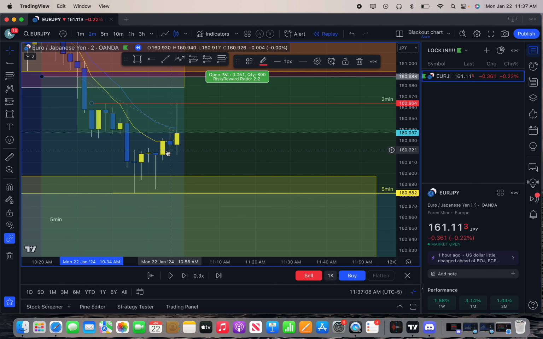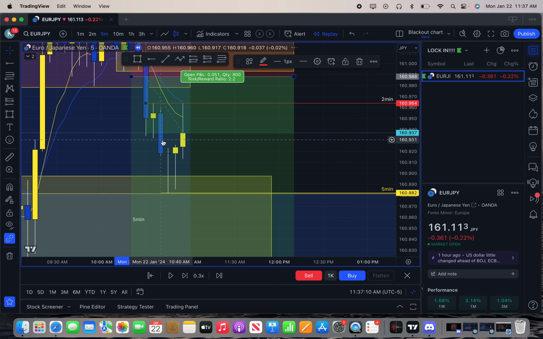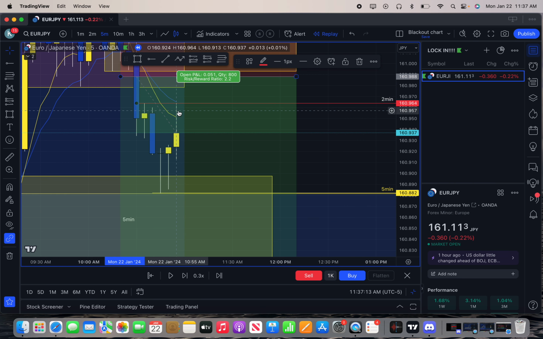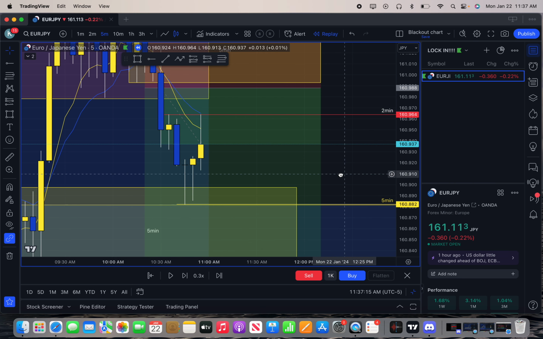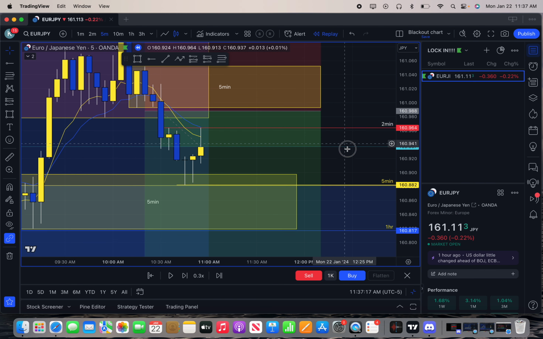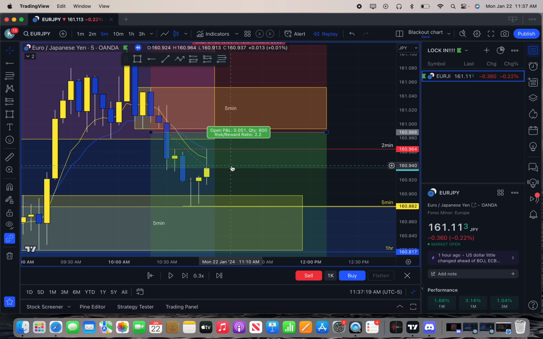And the reason I did that is because, like I said, on the 5 minute, price is due for a pullback. So for me to exit on the pullback that price is already due to have, I could be potentially exiting a trade very early that I shouldn't be.